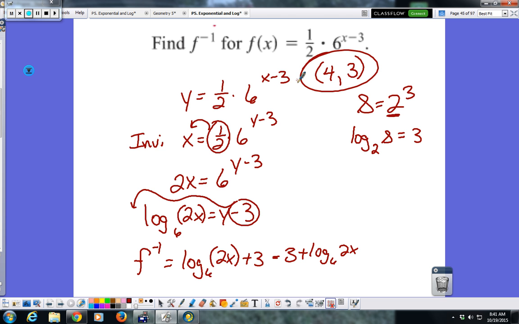I should be able to plug 3 into this and it carry me back to 4. Log base 6 of 6 is saying 6 to what power is 6? That'd be 1. 1 plus 3 is 4. It does work.